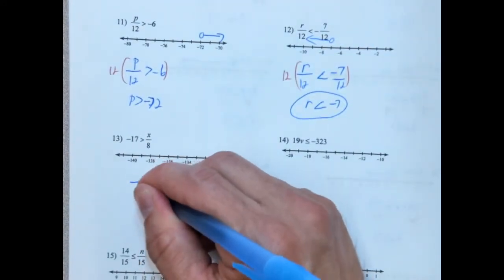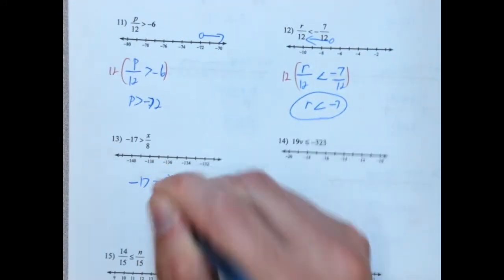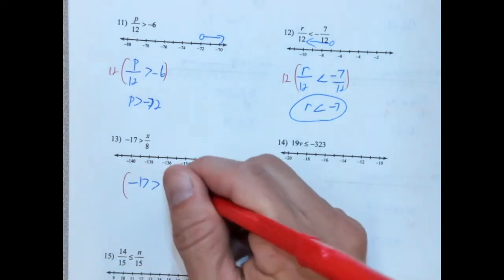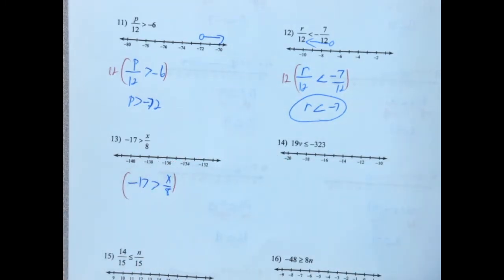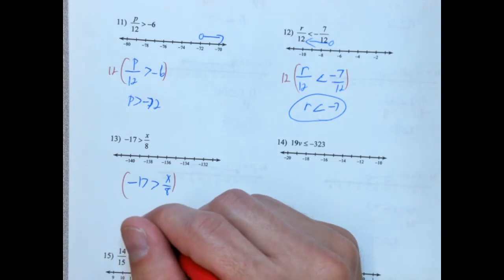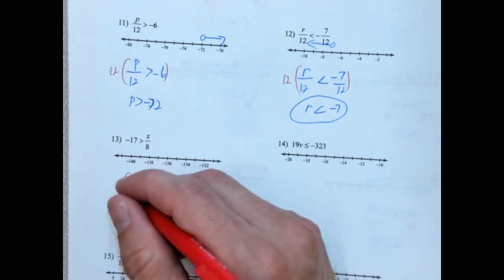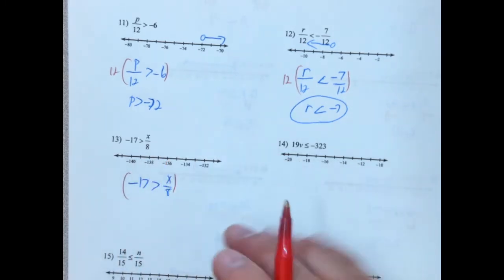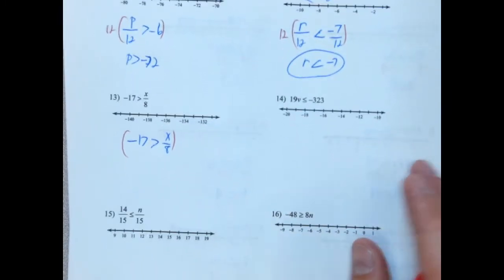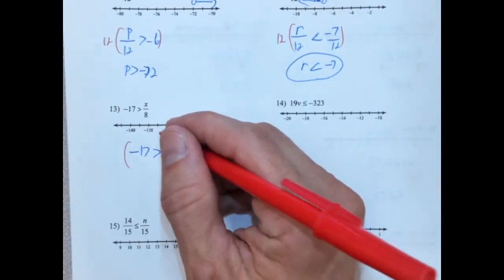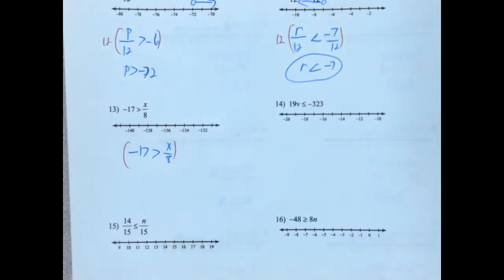So negative 17 is greater than x over 8. So we're going to multiply both sides by 8. Are there really no negatives? Oh, man, I guess not. So these are not great examples, unfortunately, because not a single one of these involves us multiplying or dividing by a negative. So I guess I'll do it at the end as an example. Although everybody in class has seen them, it doesn't hurt to have it on here.